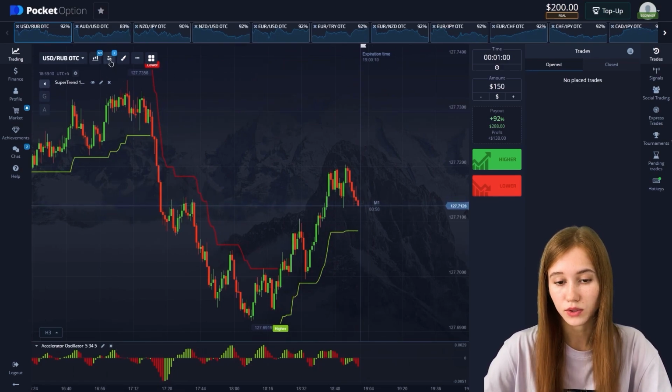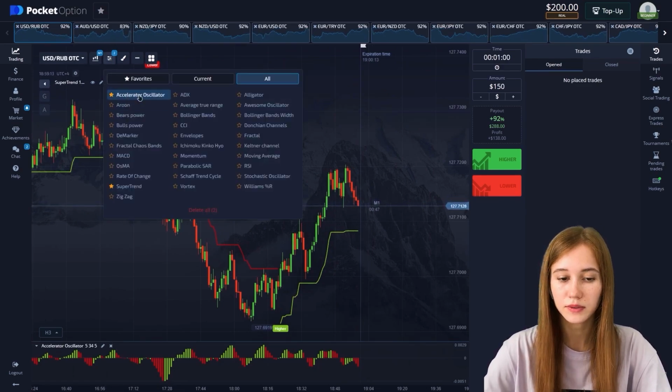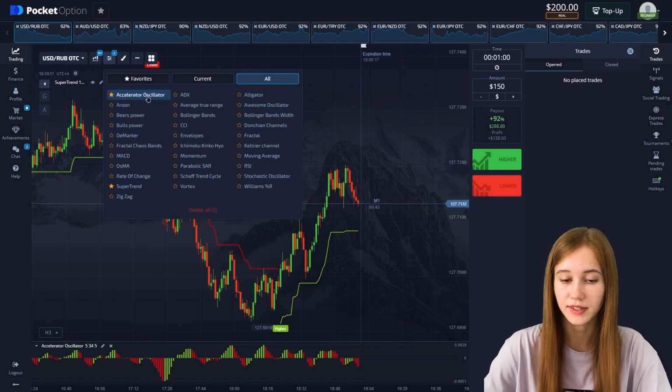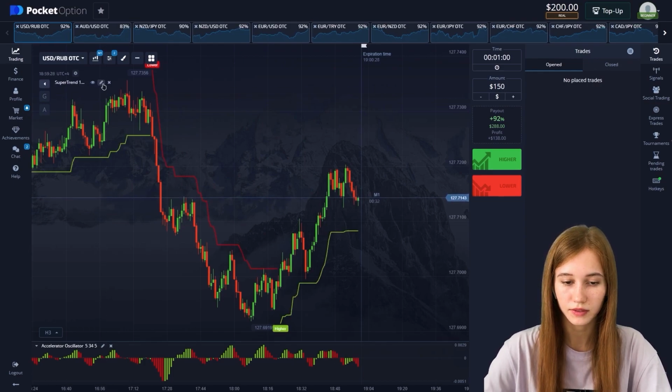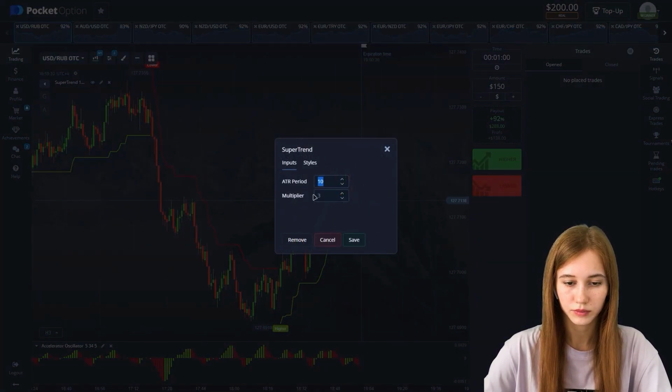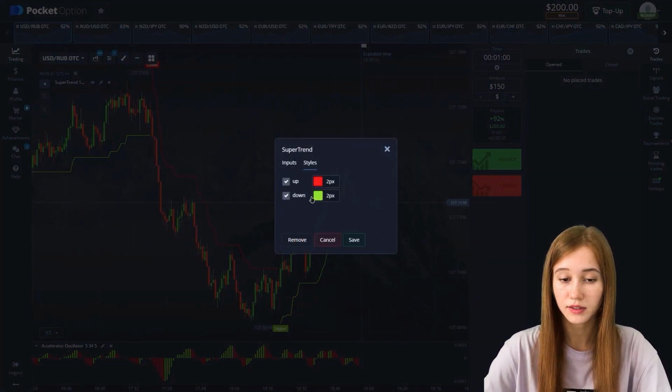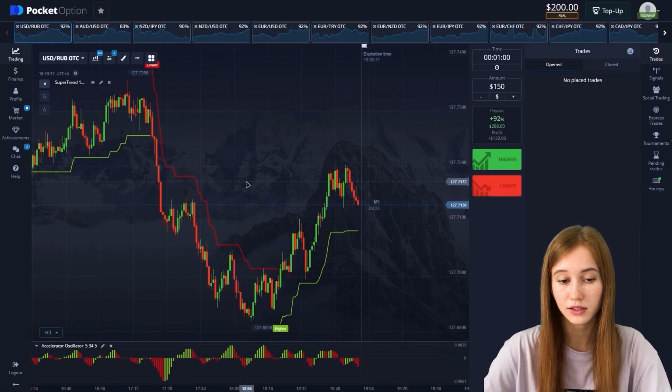Today we'll use two good indicators. The first one is the oscillator. The second one is Super Trend. Let's talk about it. Super Trend, I'll show you the settings. The settings are like this: period 10, here 3, styles are like this.